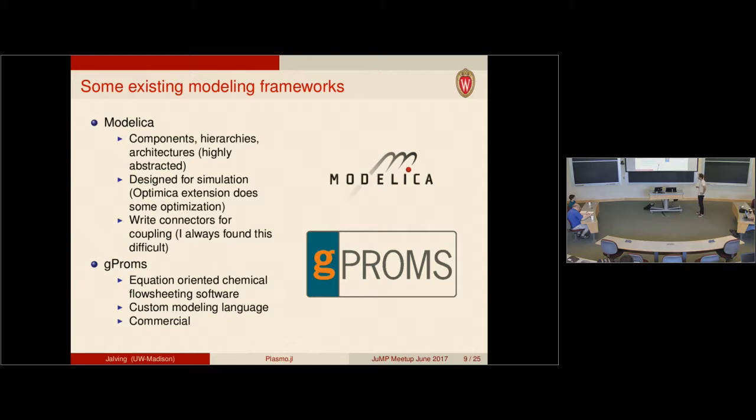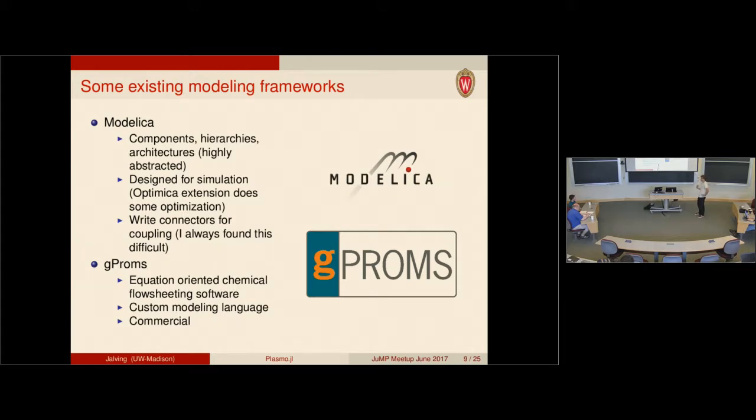Then there's also gPROMS, which is more ubiquitous in the chemical engineering industry. They do equation-oriented chemical flow sheeting. I really like the way they do their component modeling and connections, but you wouldn't model an infrastructure type problem in gPROMS. It's not meant for problems of that scale. And of course, it's also a commercial tool.